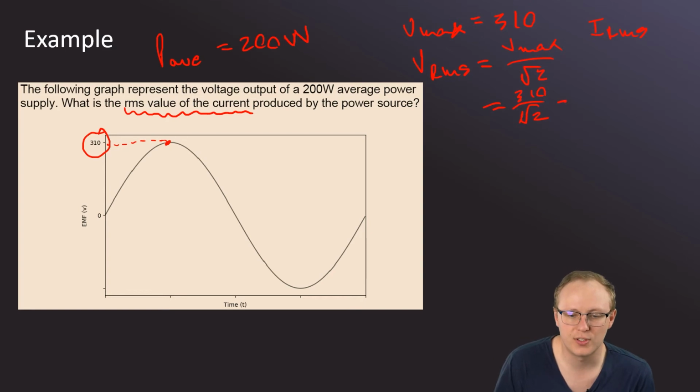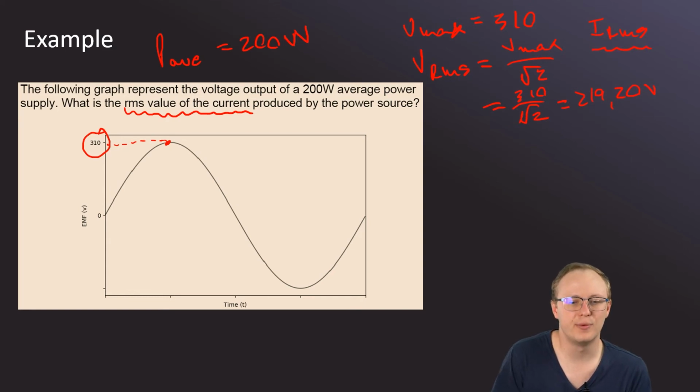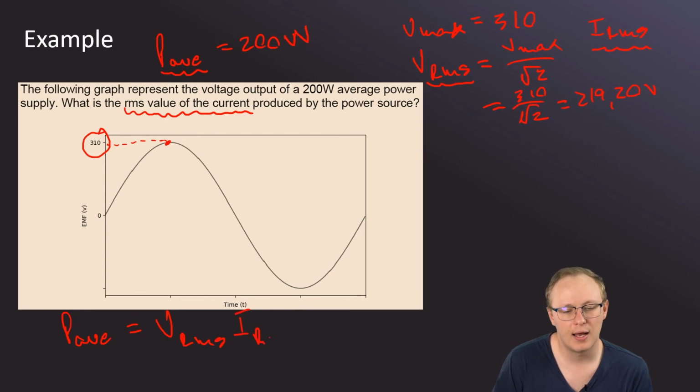219,20. Okay, so that's then 219,20 volts. Great. So then we're trying to find IRMS, and we have P average, and we also now have VRMS. So if you consult your formula sheet, you might find that P average is equal to VRMS times IRMS is the appropriate formula to use.